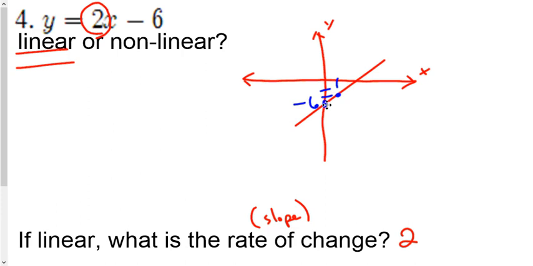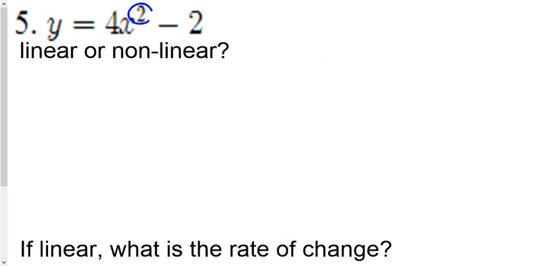And my slope, again, is up 2 and over 1. It's +2 or 2 over 1. That's my rate of change. Same thing as slope. 5, not linear, because it's got that exponent on the variable. We just talked about that in the last problem.